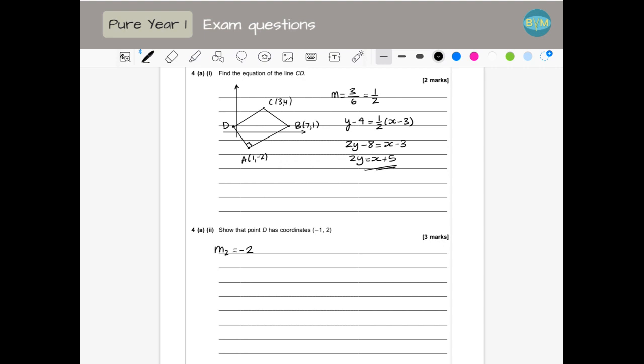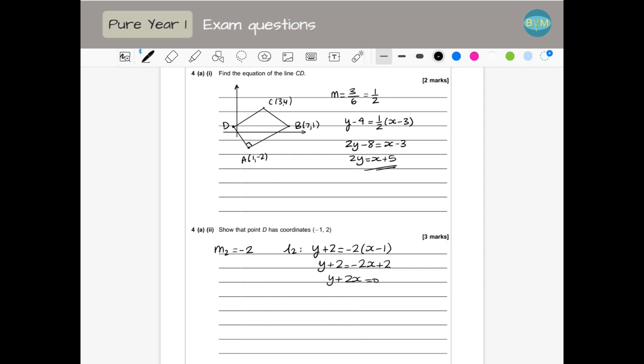And now it passes through the point A. So the line 2 is going to be y minus -2. I'm using this point. y minus -2 is y plus 2. M is -2, times x minus the x of the point. So y plus 2 is -2x plus 2, or y plus 2x equals 0, because the 2's cancel.